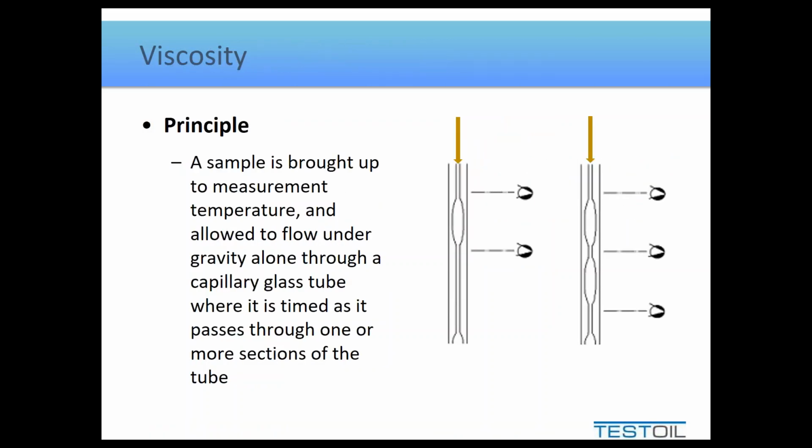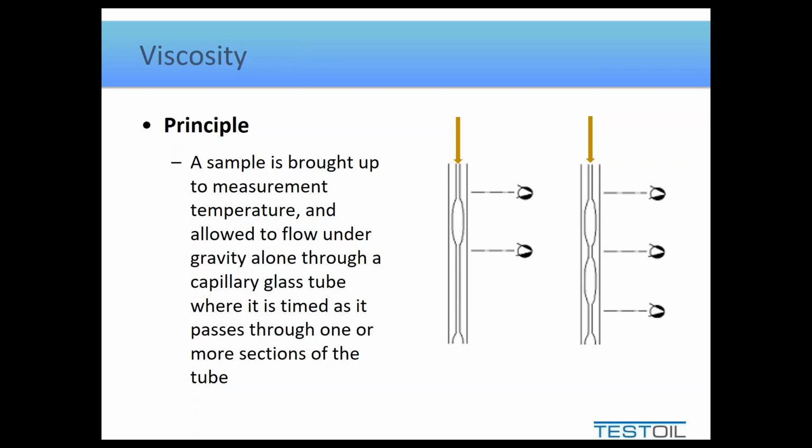Now the basic principle with this test is quite simple. We take a sample of oil, we heat it up to the desired temperature, typically 40 or 100 degrees Celsius, and we allow it to flow down a very thin capillary glass tube. We simply time how long it takes to go from one mark to another mark on the same tube, and the longer it takes, the thicker the oil. So by calibrating these tubes, we have a way of correlating the time measurement into a viscosity, and we report the viscosity at the measured temperature.